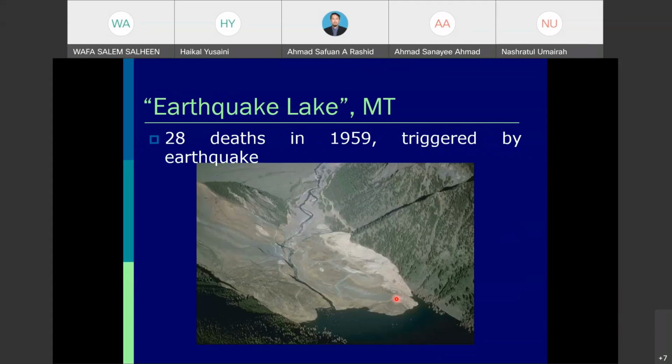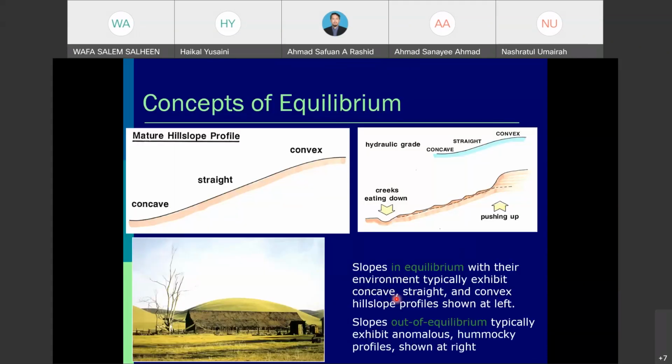I guess this image was recorded after that, where there were 28 deaths in the earthquake. I'm not sure about the name or location. So this is an event due to the earthquake. The concept of equilibrium is that slopes in equilibrium with their environment typically exhibit the normal condition: concave, straight, and convex. This is the hill slope profile shown at the left.